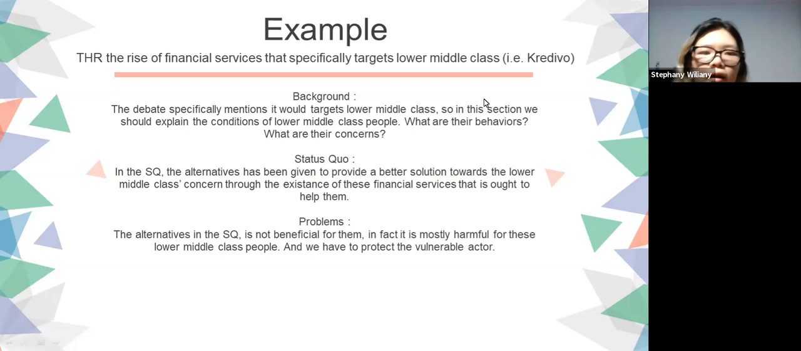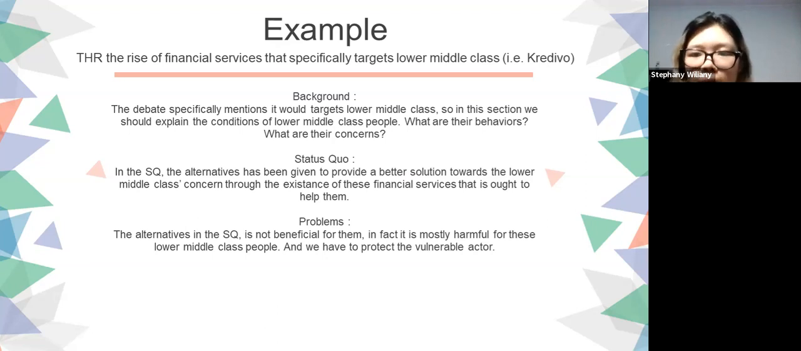in the debate. Let's take a look at the motion. This House regrets the rise of financial services that specifically target the lower middle class, for example, credit, right? So how do I set up the background, status quo, and problem? Firstly, on the background, the motion specifically mentions that it will target the lower middle class. So in this section, we should explain the condition of lower middle class people. What are their behaviors and what are their concerns in the status quo?